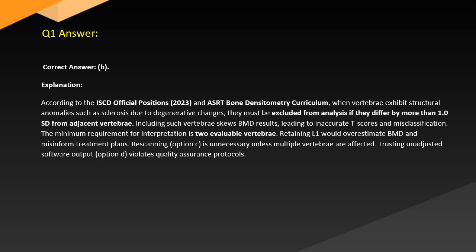Answer. Correct answer: B. Explanation. According to the ISCD Official Positions 2023 and the ASRT bone densitometry curriculum, when vertebrae exhibit structural anomalies such as sclerosis due to degenerative changes, they must be excluded from analysis if they differ by more than 1.0 SD from adjacent vertebrae. Including such vertebrae skews BMD results, leading to inaccurate T-scores and misclassification. The minimum requirement for interpretation is 2 evaluable vertebrae.